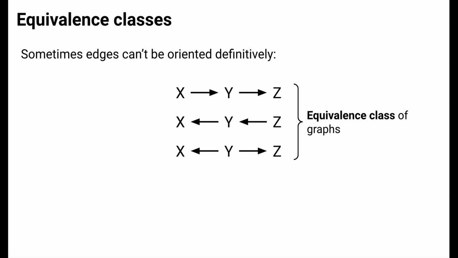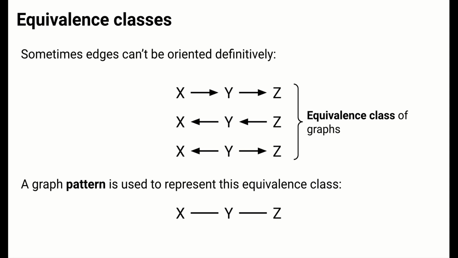In the end, the output of causal discovery is a class, a collection of possible causal graphs. This class is formally called an equivalence class. For example, the three XYZ graphs here are indistinguishable from each other, and they form an equivalence class.